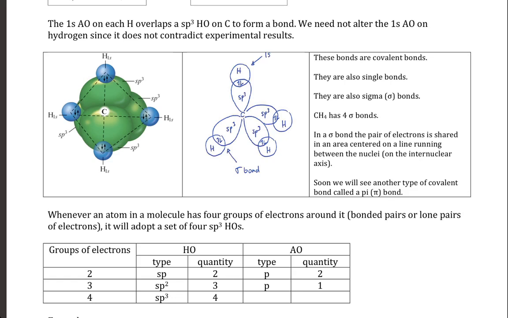In a sigma bond, the pair of electrons is shared in the area centered on a line running between the nuclei. It's on the internuclear axis. So look at the sigma bond that is the topmost in the middle picture. So we have the pair of electrons between the hydrogen nucleus and the carbon nucleus, and that we term a sigma bond. Soon we will see another type of covalent bond that's called a pi bond.